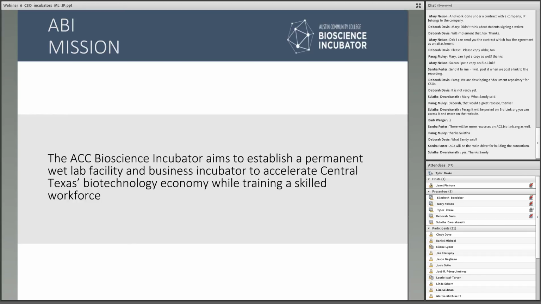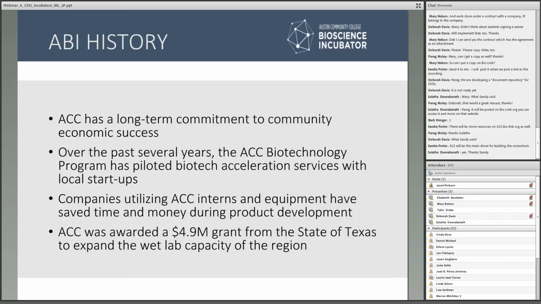So with the ACC BioScience Incubator, which I'll refer to as ABI throughout the presentation, we aim to establish a permanent wet lab facility and business incubator to accelerate the biotech economy while training a skilled workforce. We're very similar to a lot of the presentations you saw today. We're just doing most of this work in a new in-house facility.